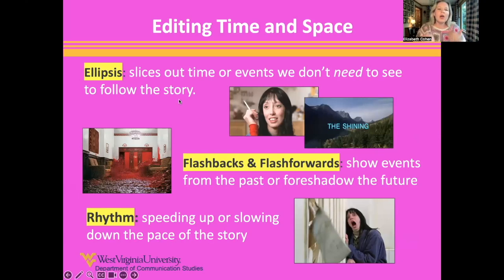Editing also helps us with rhythm. So, one of the things that struck me the first time I saw The Shining was how slow it felt at the beginning. I was interested in it, but everything was going at a relatively slow pace for what I would have expected, perhaps, especially for a horror movie.